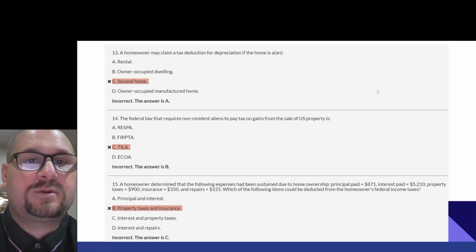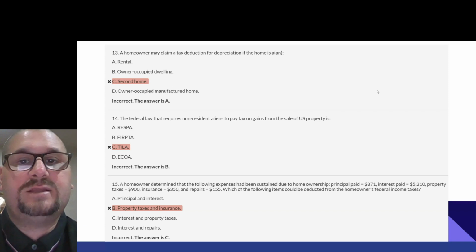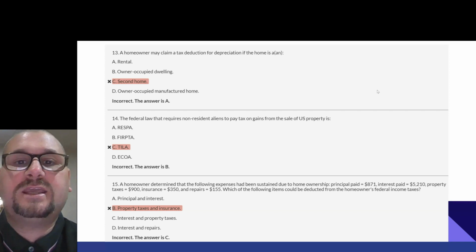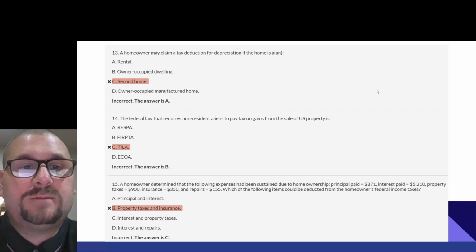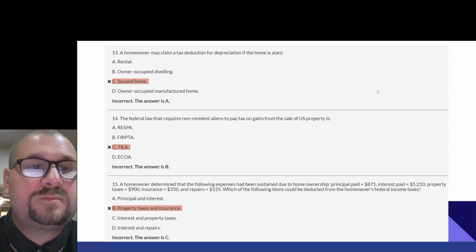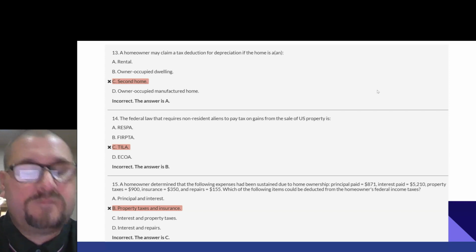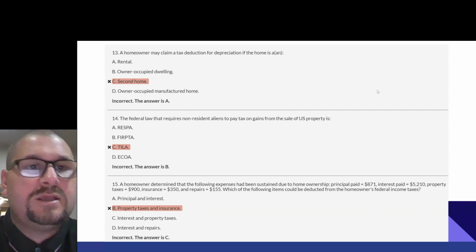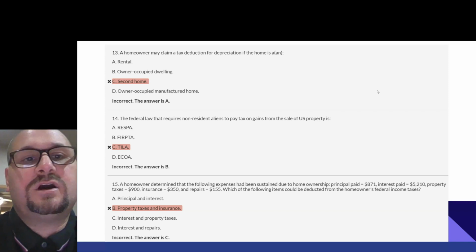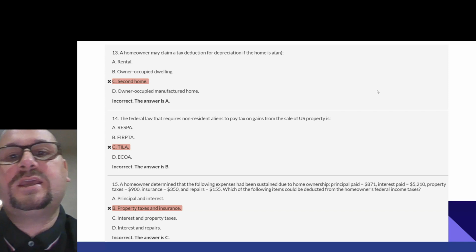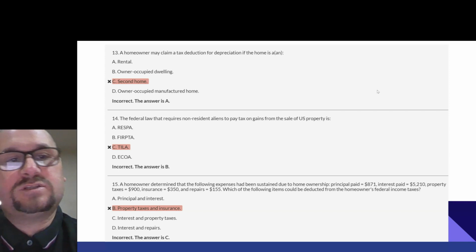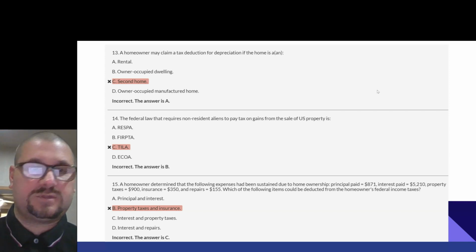The federal law that requires non-resident aliens to pay tax on gains from the sale of United States property is what? Bravo, FIRPTA. The federal law that requires non-resident aliens to pay tax on gains from the sale of U.S. property is FIRPTA. So what is FIRPTA again? Let's go back.